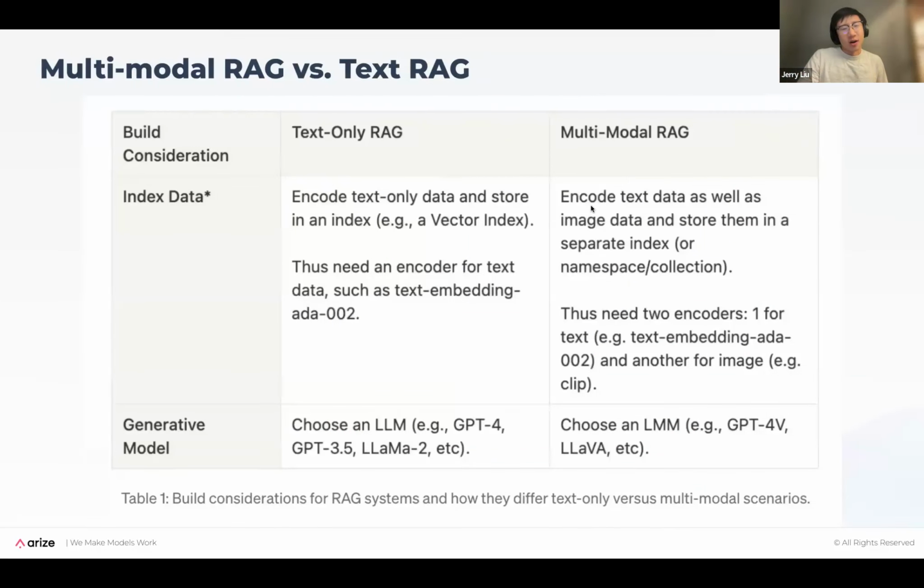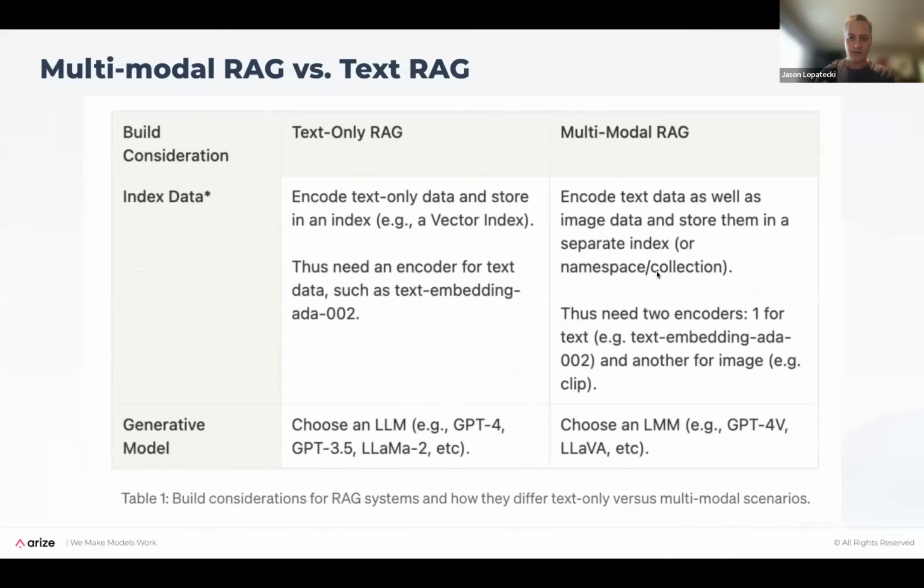This is describing what text-only RAG versus multimodal RAG is. The main difference with multimodal RAG is you're using a multimodal model and you want to index both text and image data. Then if we go to the right, we'll probably see if we can end there.